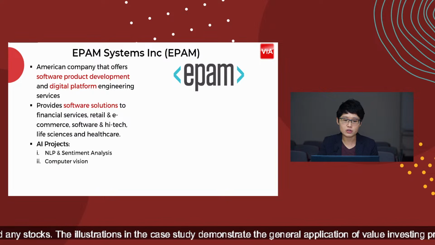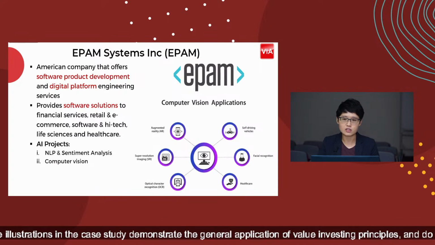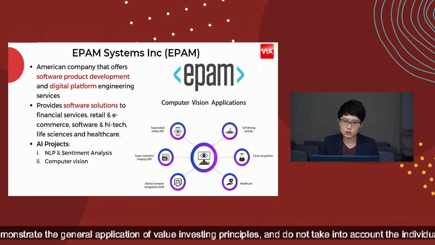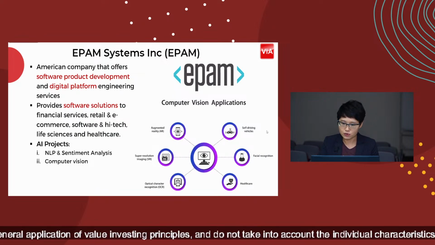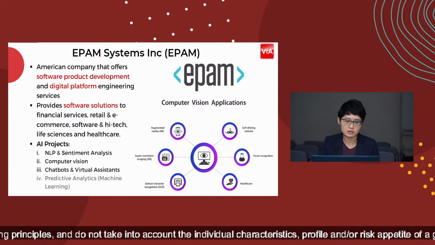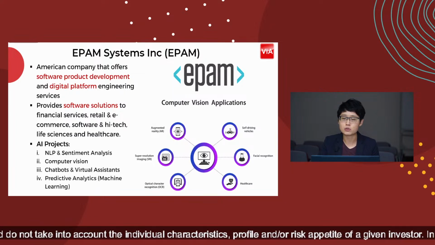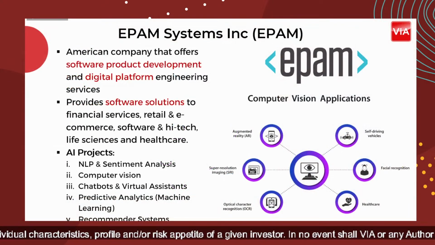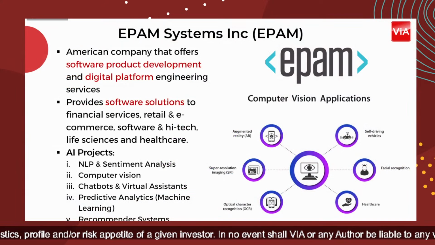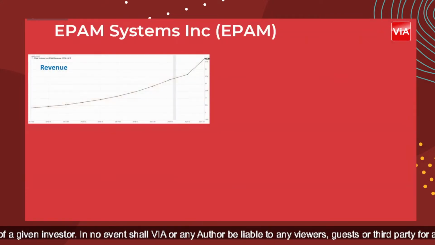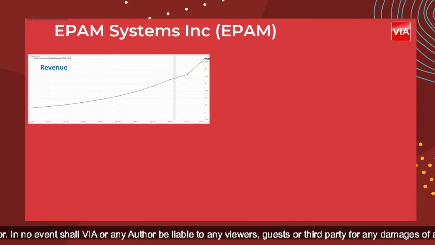And computer vision, as the word says, is as if the robot has a vision like a human being. So computer vision is used in all these different fields. And next, chatbots and virtual assistants, predictive analytics, machine learning, and also recommender systems. So these are the AI projects that EPAM is involved in. So how about their financial metrics? Their revenue is in a positive and increasing uptrend.